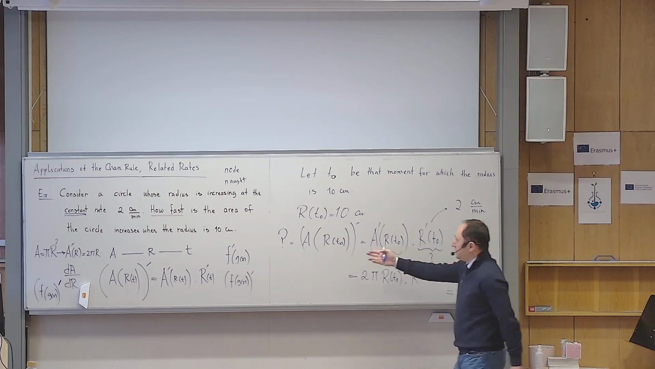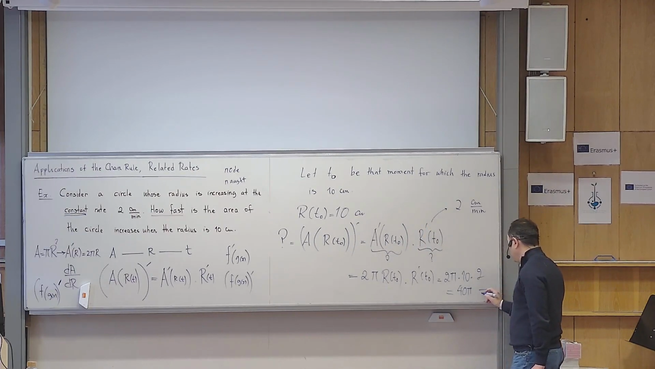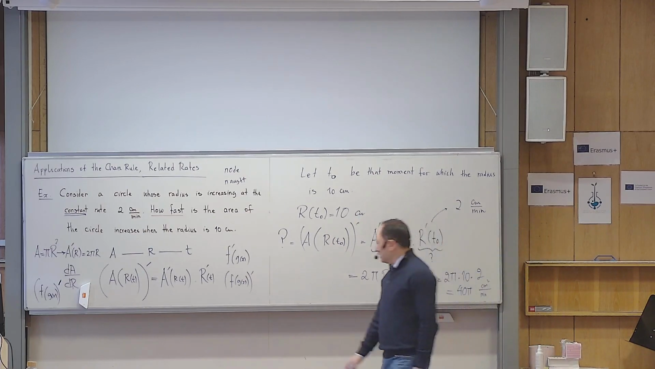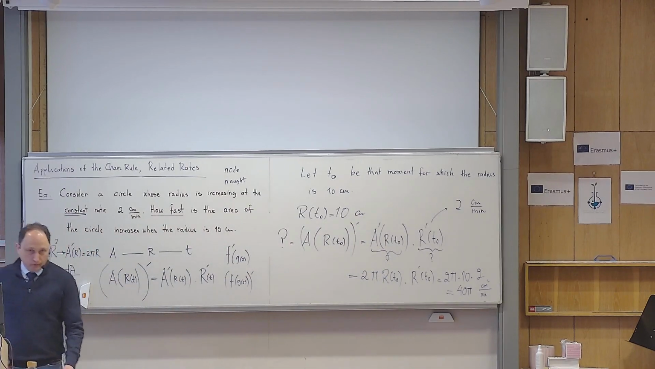And that is the rate at which the area is changing over time. So it should be minutes. What should I write above? It's an area, so it's centimeters squared. That's it. That's the answer. 40 pi centimeters squared per minute. Okay?